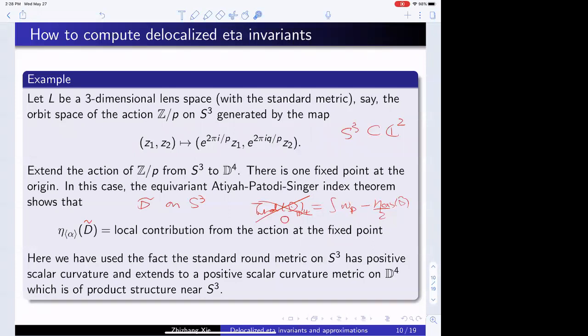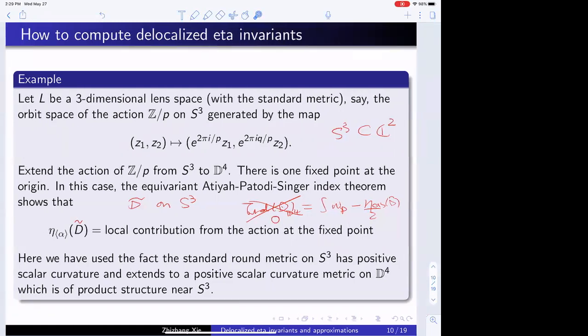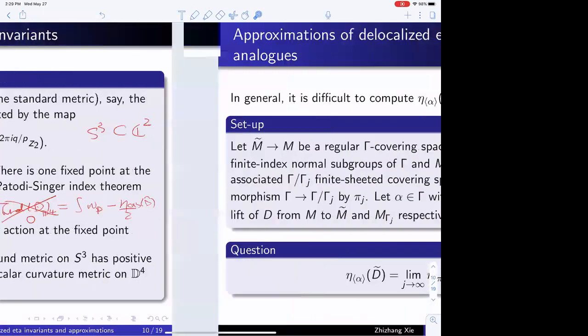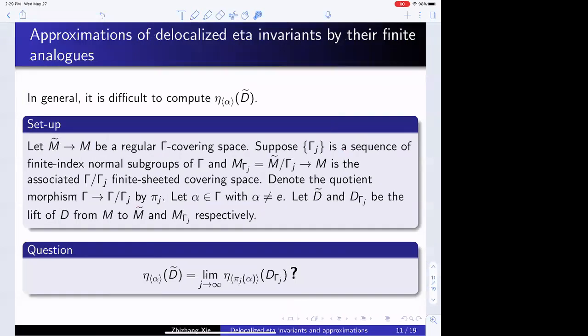All right, so here's a computation. At least in some cases, the delocalized eta invariant is computable, especially when the group involved is finite. In a geometric situation like this, it can be computed. But in general, unfortunately, it's very difficult to compute this delocalized eta invariant.